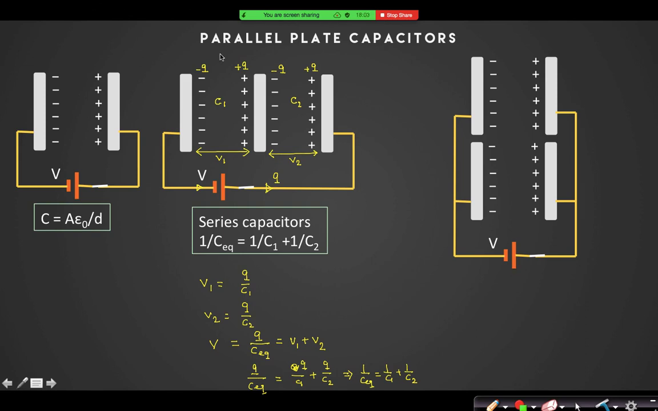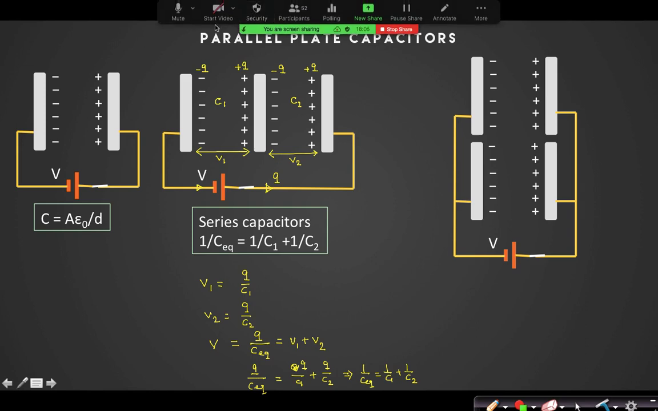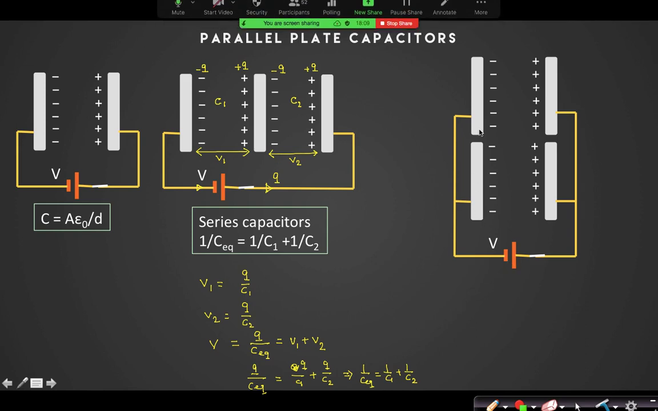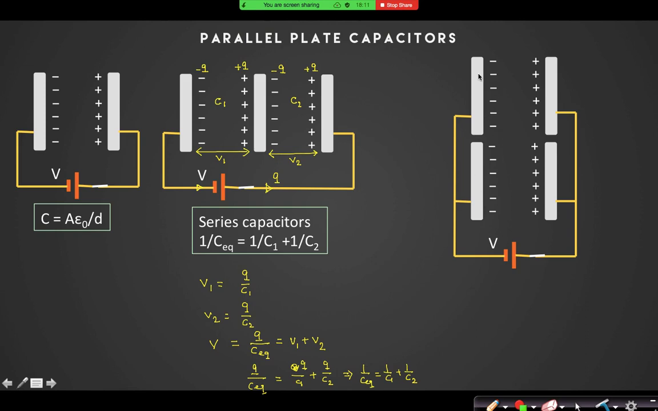C equivalent equals C1 plus C2. How can we know that? Look, here the charges may or may not be the same. Can I say the charges will be the same? You cannot say. I have assumed the charges to be Q1 and Q2. So what is the total charge sent by the battery? Q1 plus Q2.